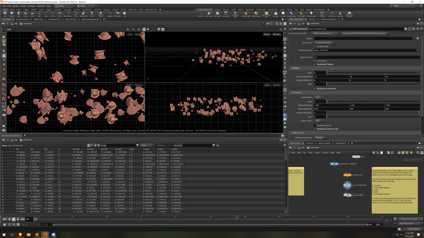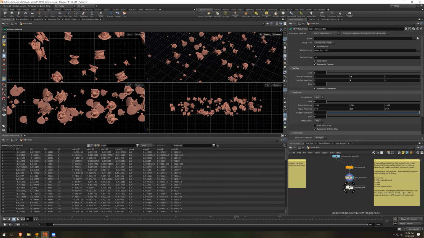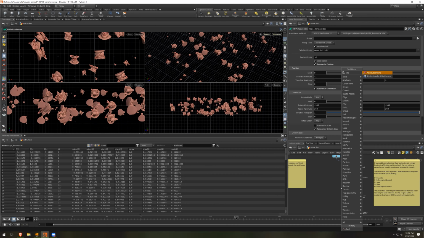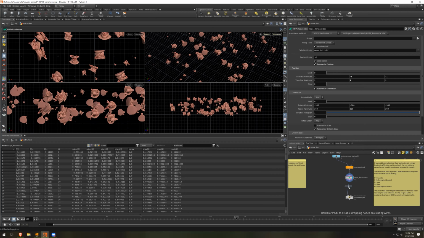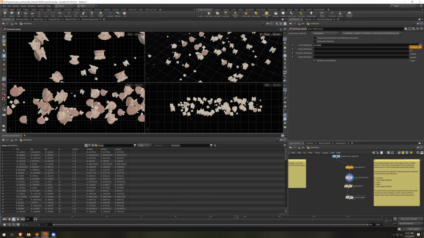And what I want to do is take this information and extract it. Right now I'm kind of cheating. MOPs is doing this for you. It's generating all these attributes. So just to clean this up, I'm going to attribute delete and remove orient and pscale. I don't want to see it. We're going to pull these out ourselves.